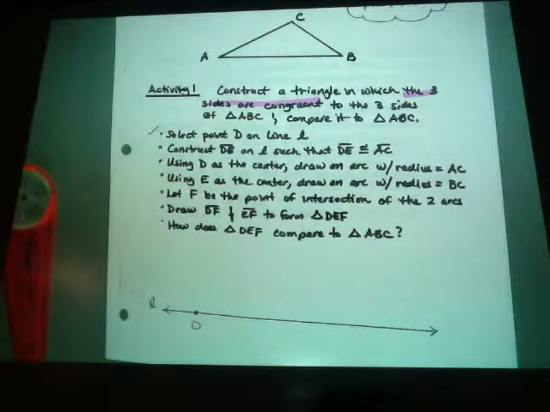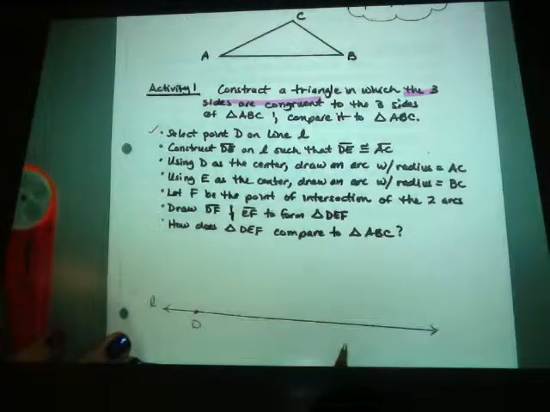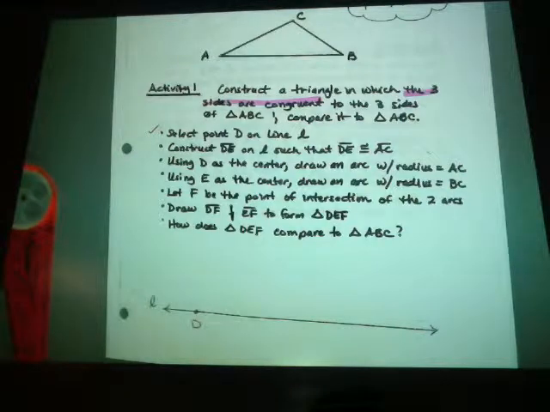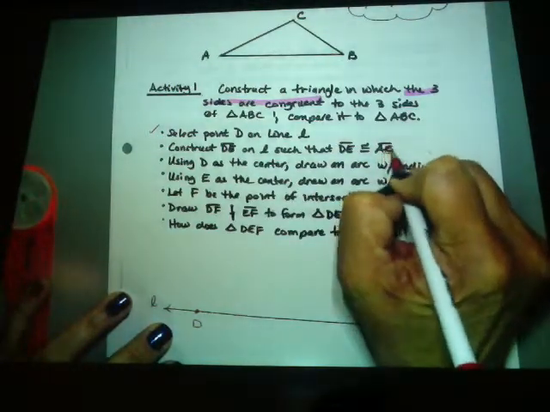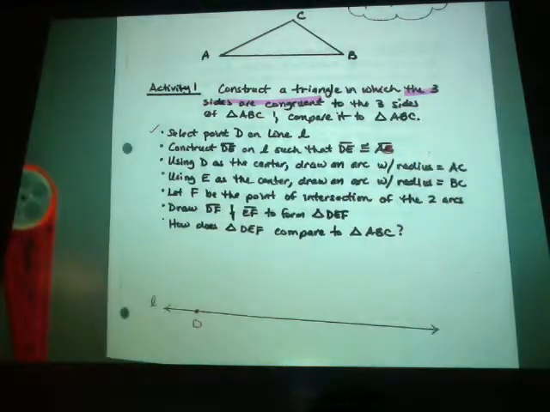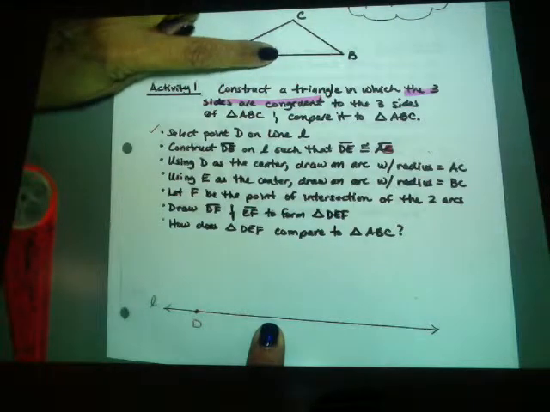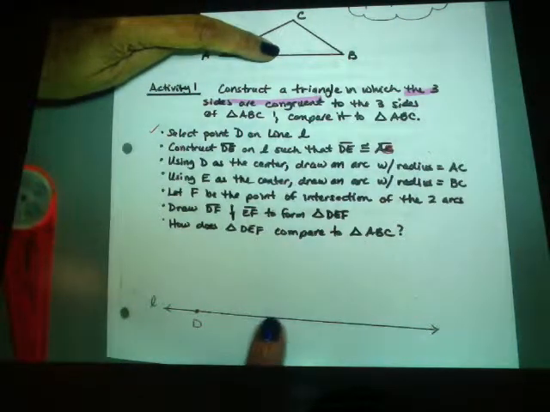Construct segment DE. So we have to find the length to E such that DE is congruent to not AC, but this should read AB. So please change this to AB. That's the one correction, that's AB. Because aren't these in the corresponding places, AB and what's going to be DE?